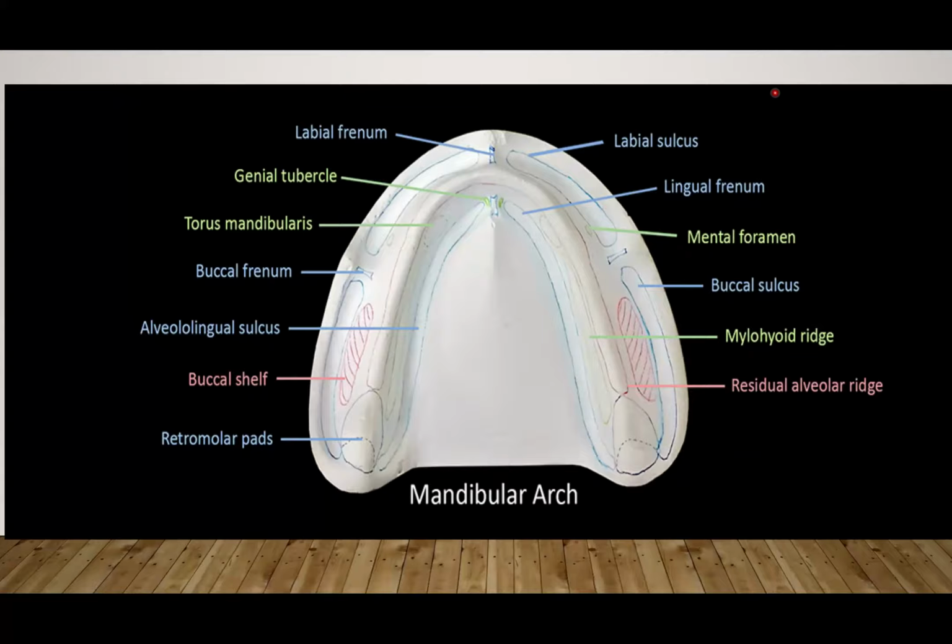When you see your primary stress-bearing area of your mandible, this is always your residual alveolar ridge and your buccal shelf area. And when we see your relief regions, it will be your mental foramen, mylohyoid ridge region, genial tubercles, and if any torus is present in your lingual surface of your mandible, then those can be considered as relief areas.